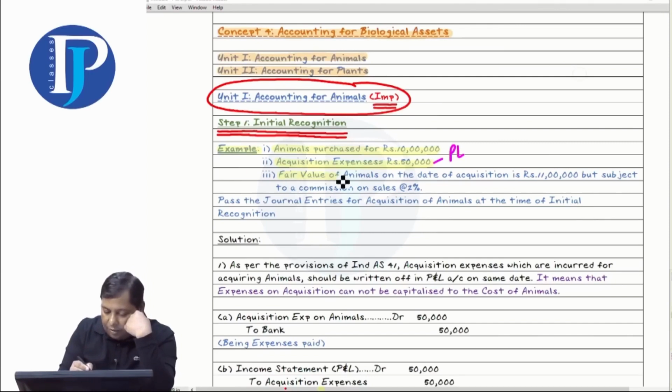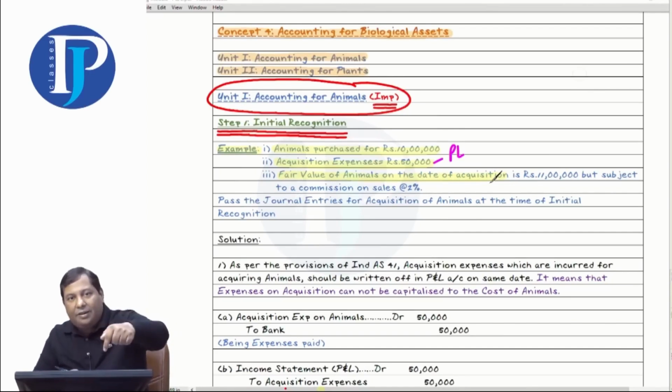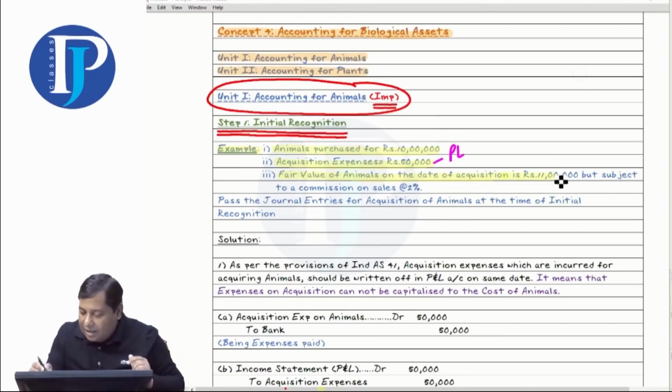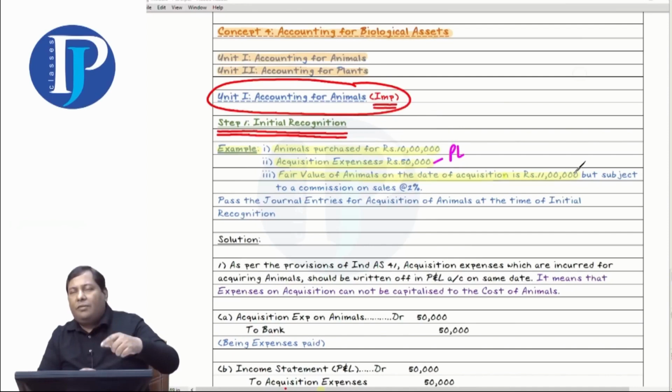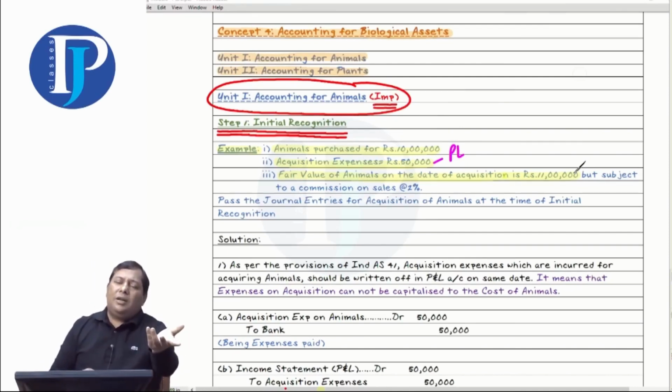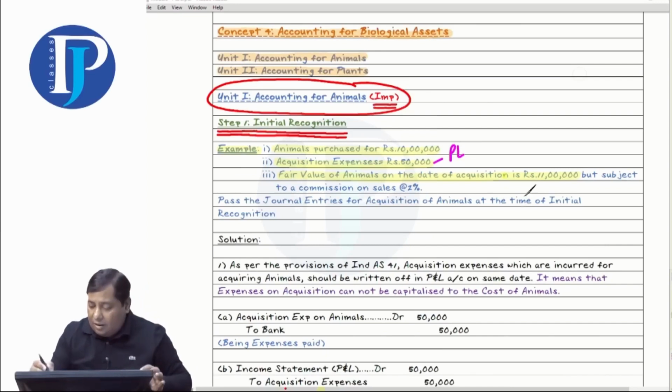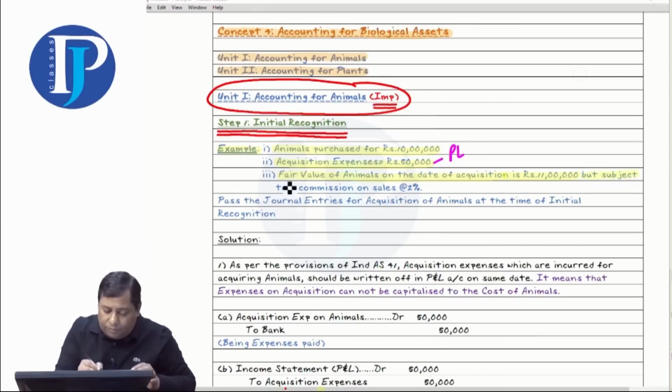For the fair value of animals on the date of acquisition, I purchased it today and its fair value today is 11 lakh rupees. You bought it for less. You got 11 lakh worth of animal for 10 lakhs. You made a gain, and whether it's loss or gain, you will have to book both. If the value is less, book loss, and if the value is more, book gain. Let's leave it. Record it at the fair value but subject to the commission on sales of 2%. No, it's actually 5%.